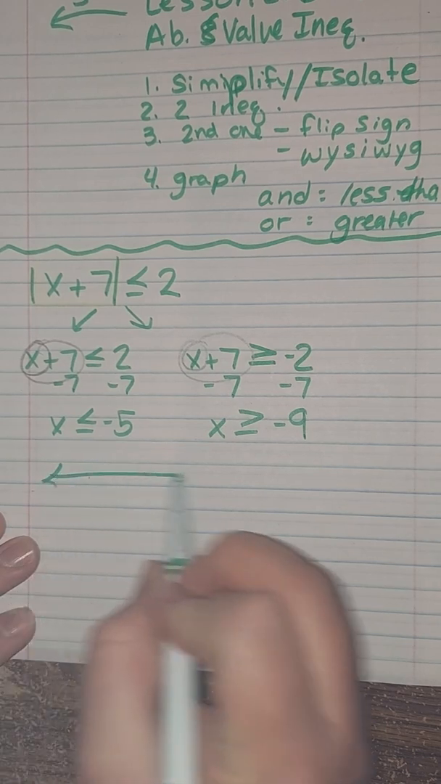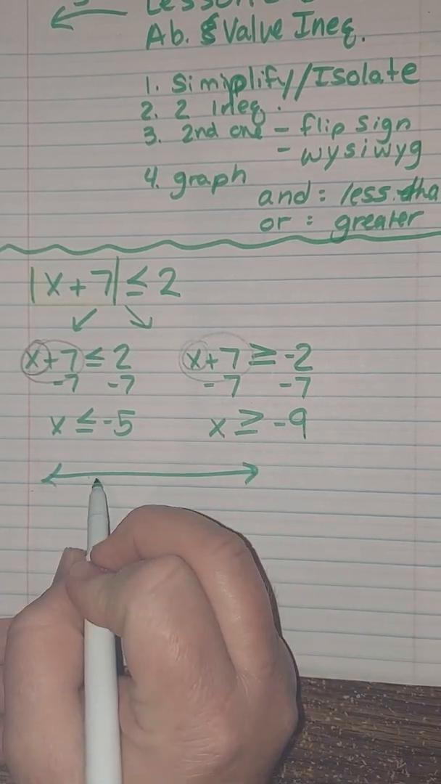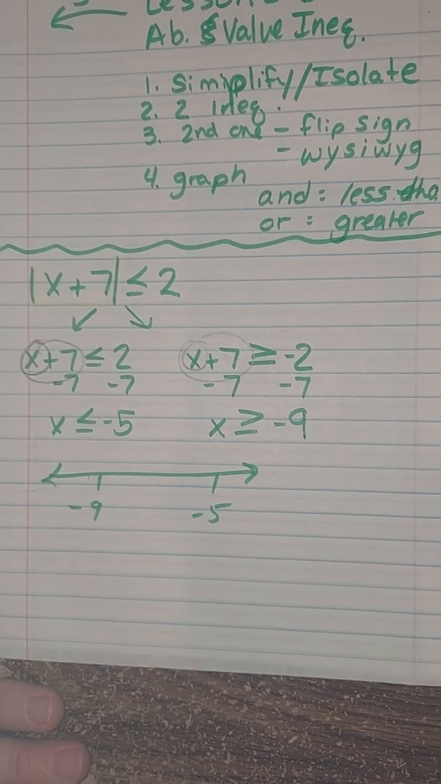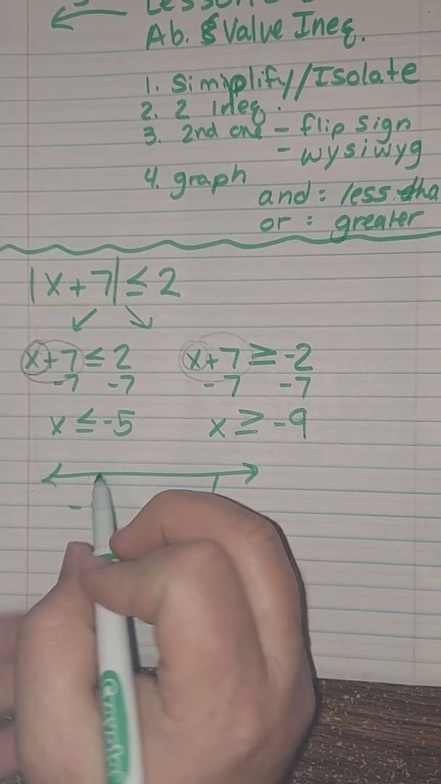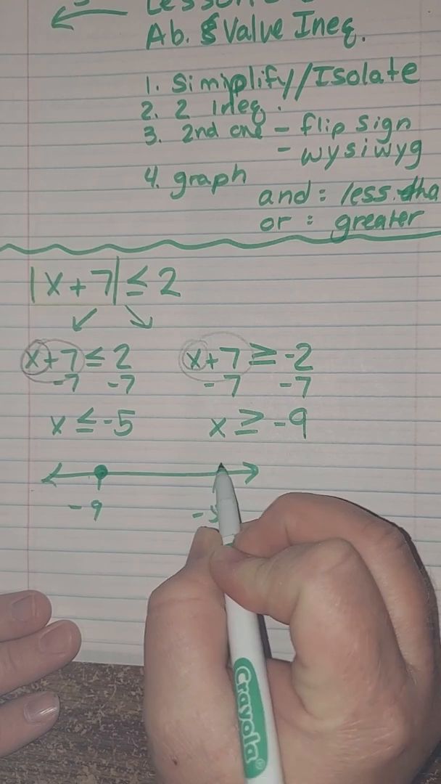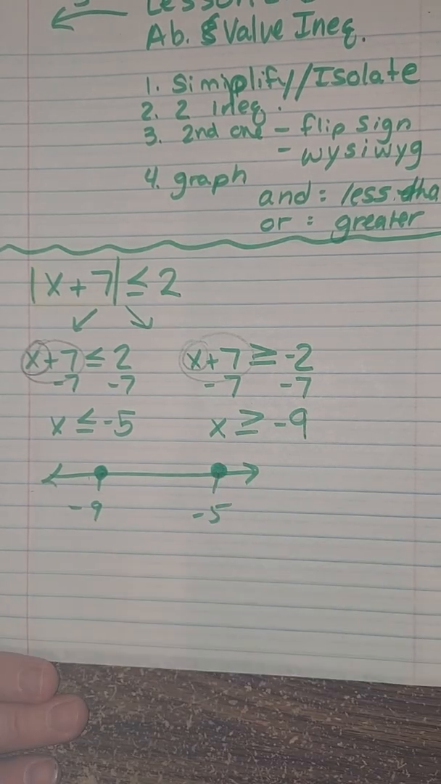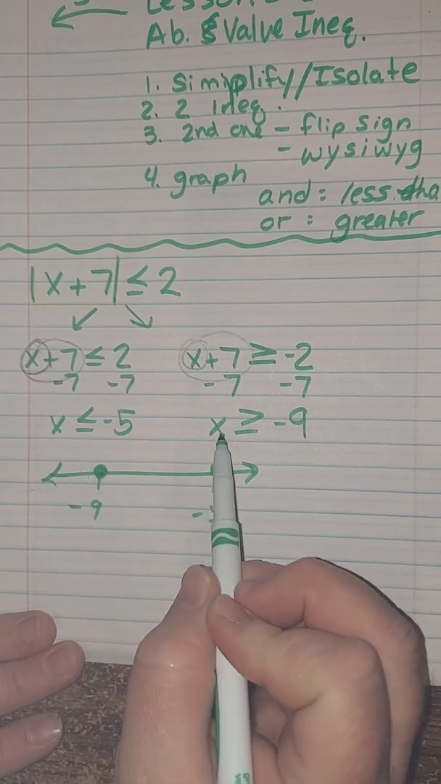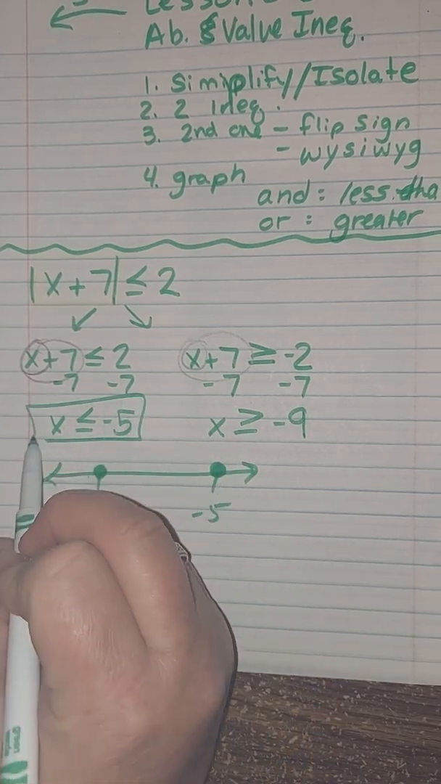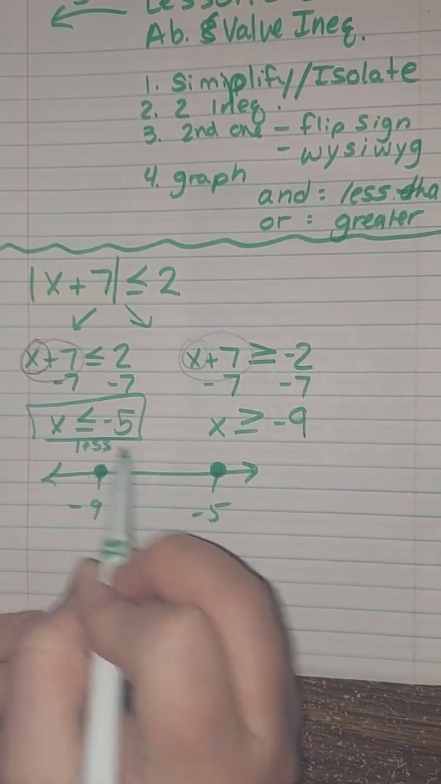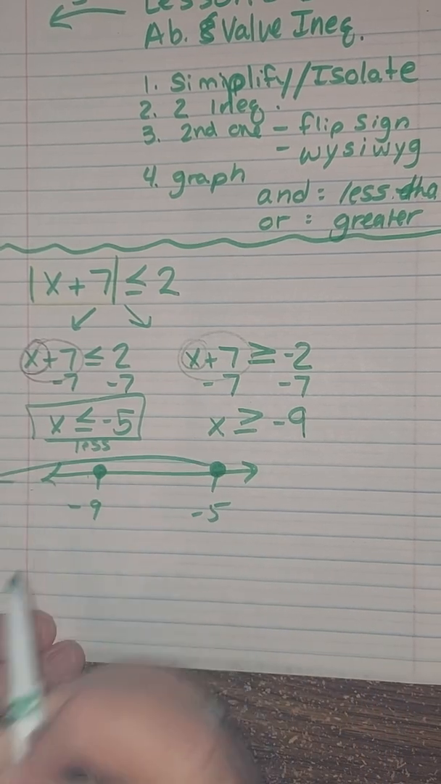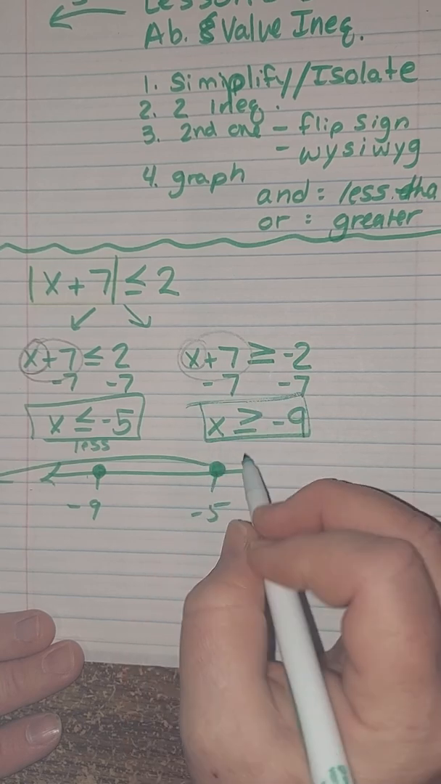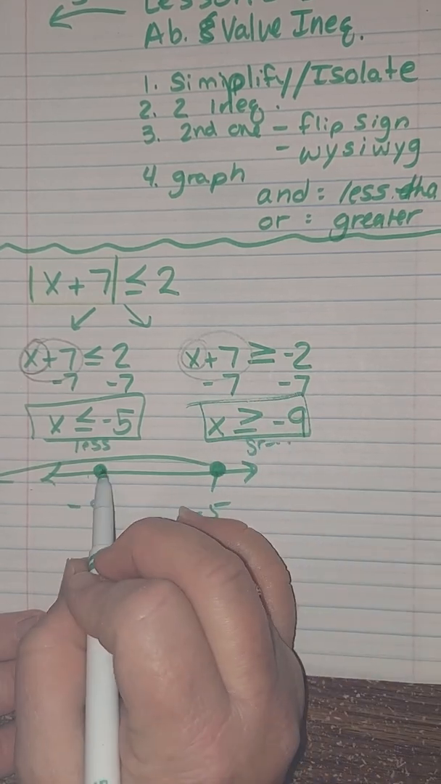Now you can still do this piece. So I have a negative 9 down here, a negative 5 here. Open or closed? You're right, they're going to be closed. Now we can go ahead and graph them. x is less, and less is to the left. x is greater, that goes to the right.